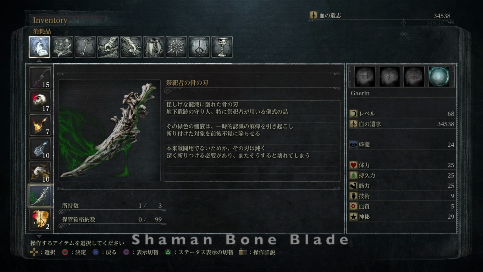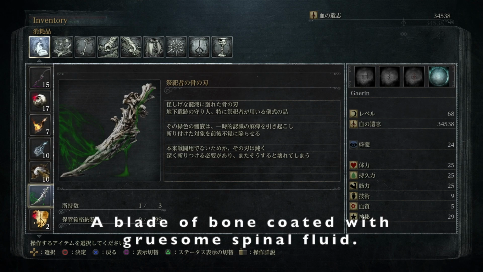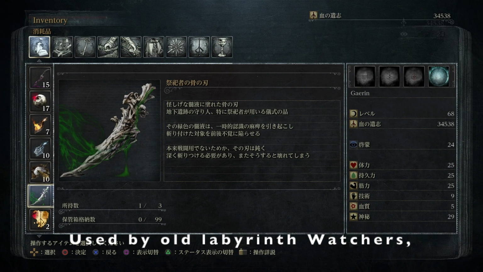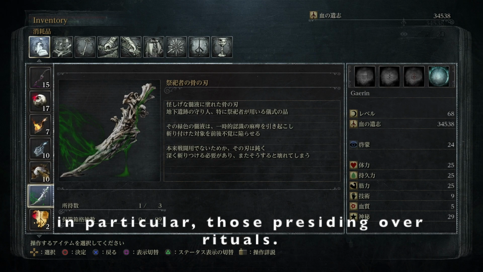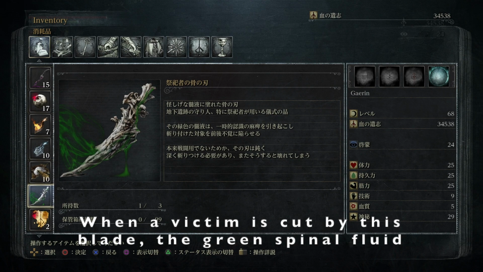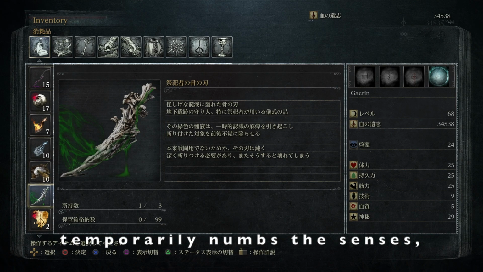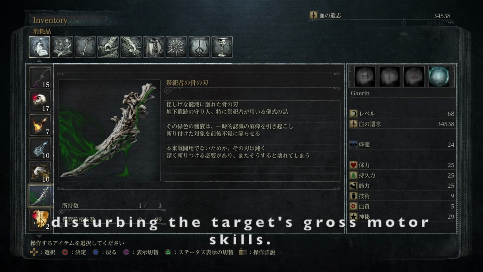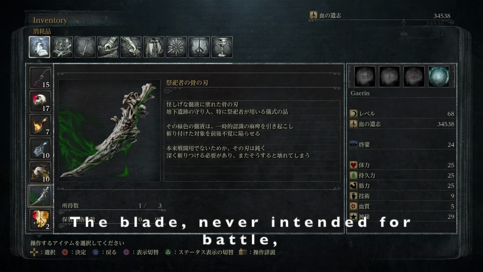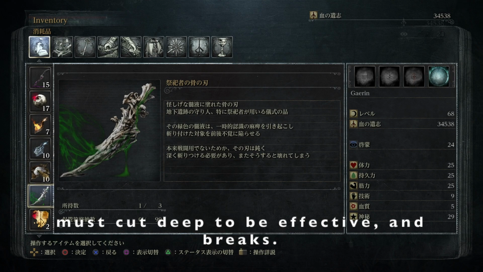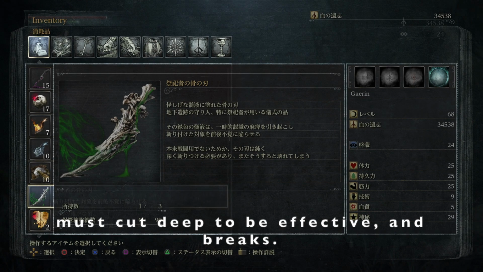Ritualist's Bone Knife. Knife slathered in suspect cerebrospinal fluid. Defenders of the Underground Labyrinth, especially ritualists, use it as a ritual item. The green cerebrospinal fluid causes temporary stupefaction of awareness. The target who is slashed will be plunged into obliviousness. Perhaps because it was not intended to be used in combat, the knife's edge is dull. Since there is a need to slice deeply, doing so will destroy the blade.